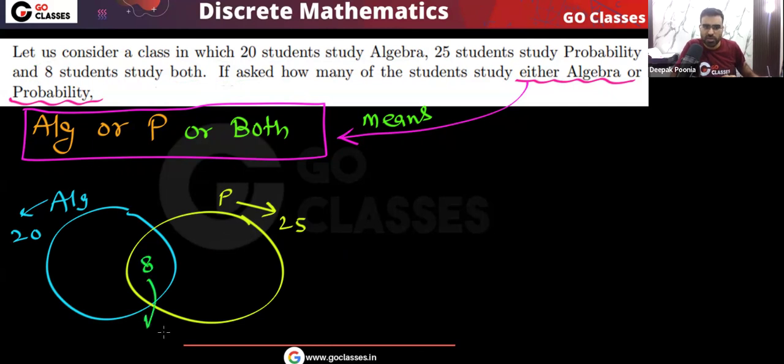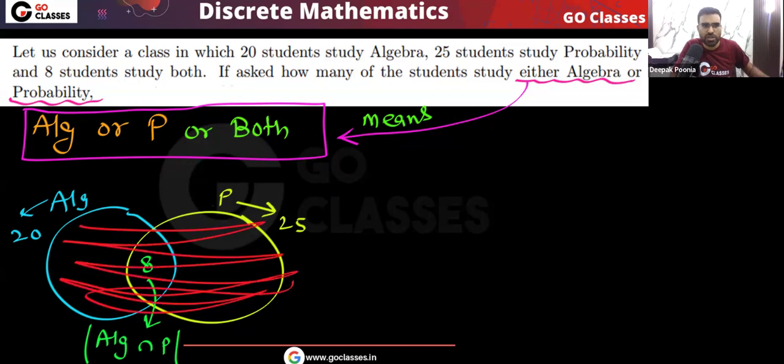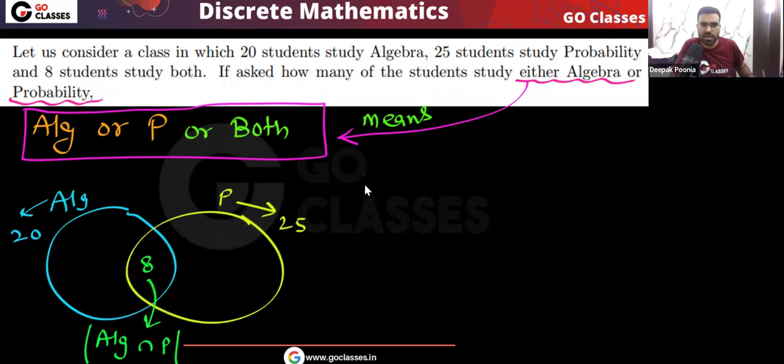So you can see here these are the intersection elements. These are the elements which study algebra as well as probability. So I can say these are basically the size of algebra intersection probability. Number of elements in algebra intersection probability, that is basically 8. Now the question is asking how many elements are there who study either algebra or probability. Then basically the question is asking for union. This is what the question is asking.